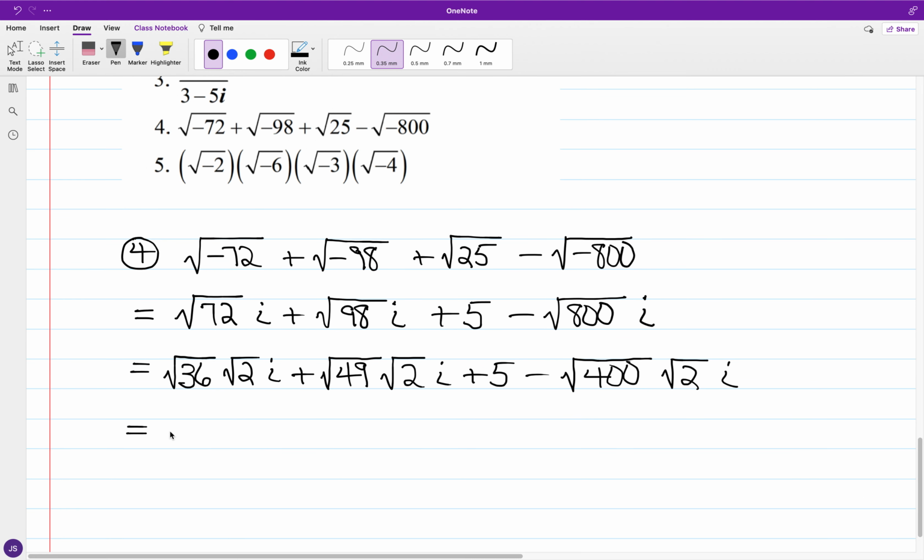And looking at what we have in reduced radical form among the complex terms, the square root of -72 will come down to 6 times the square root of 2 times i. For the square root of -98, this will lower to 7 times the square root of 2 times i. We have plus 5, and we have minus the square root of 400, which would be 20, times the square root of 2 times i.